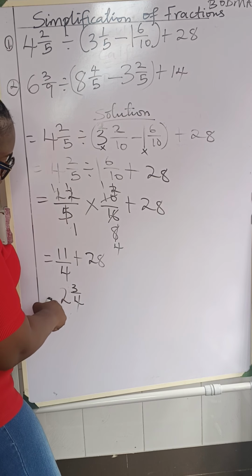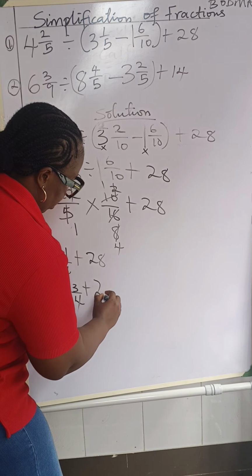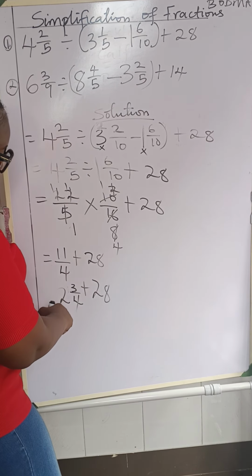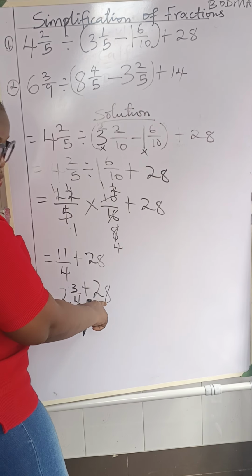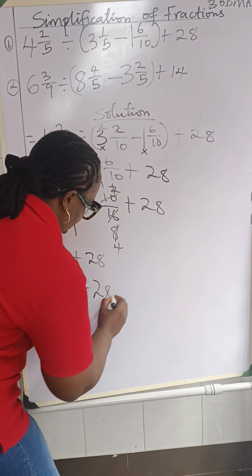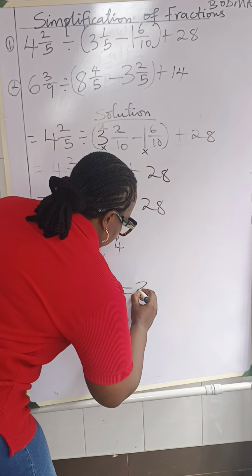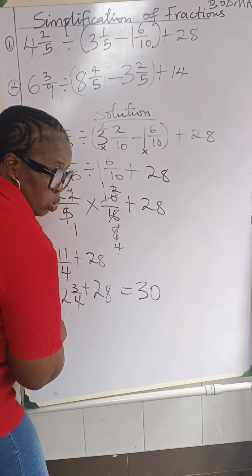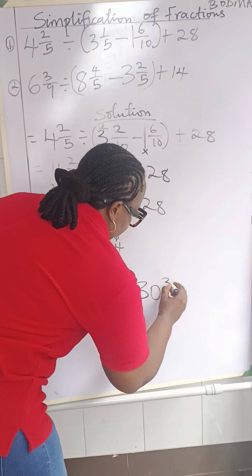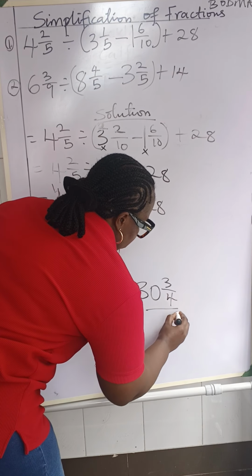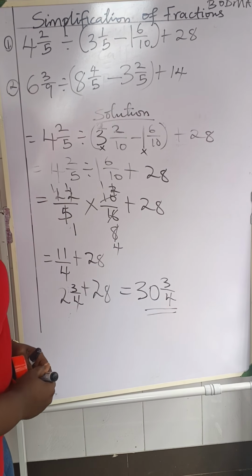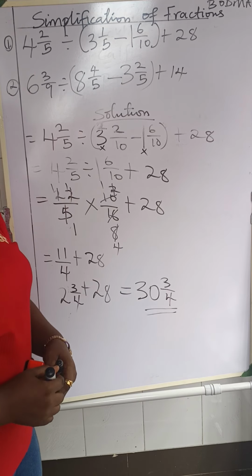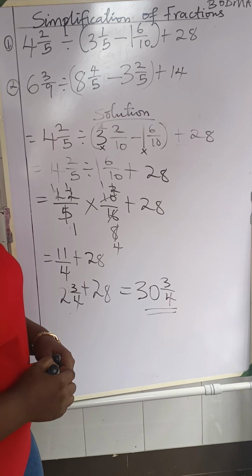So we have 2 whole number plus 28, which is the whole number. So add the 2 to the 28. We are going to have 30 whole number. 28 plus 2, that is 30. Remember this. So this is our final answer. 30 whole number 3 over 4 as our final answer.